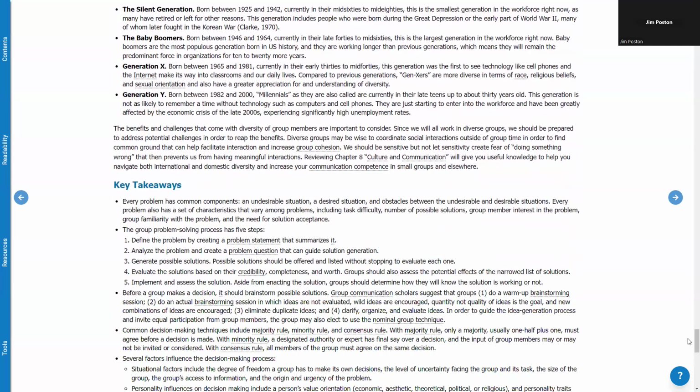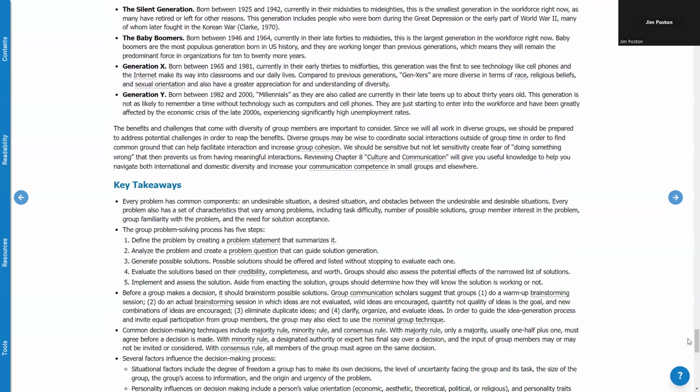Generation Y, born between 1982 and 2000. Millennials, as they're also called, are currently in their late teens up to about 30 years old. The generation is not as likely to remember a time without technology, such as computers and cell phones. They are just starting to enter into the workforce and have been greatly affected by the economic crisis of the late 2000s, experiencing significantly high unemployment rates.